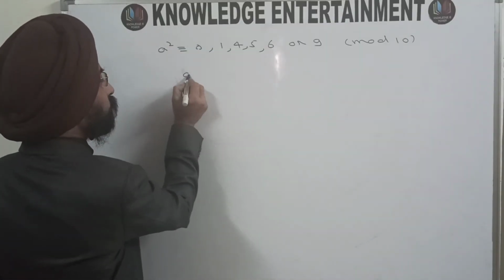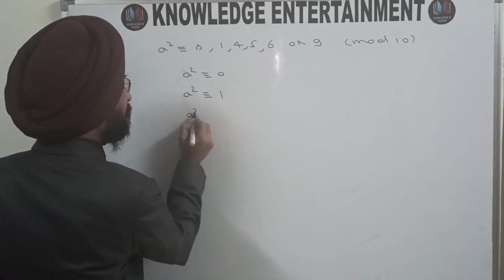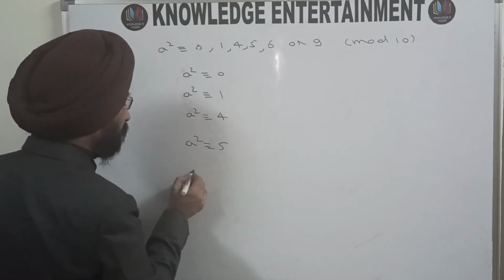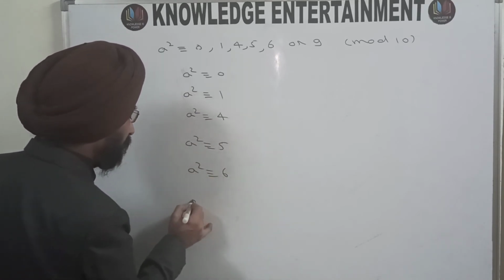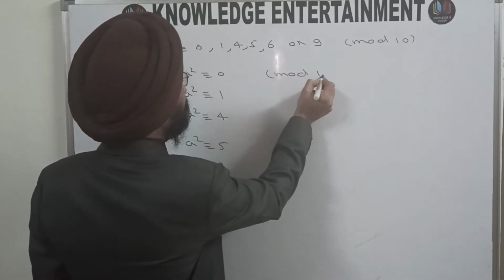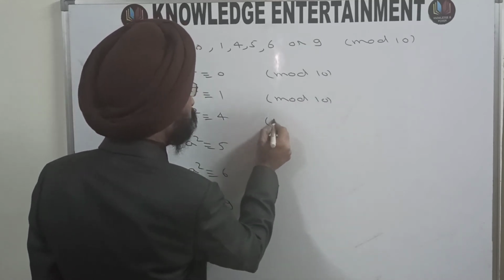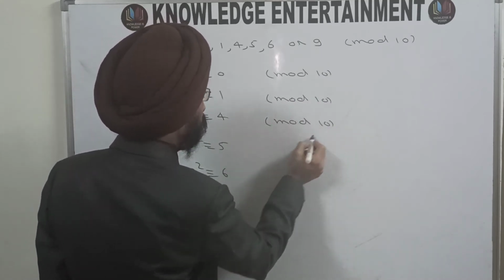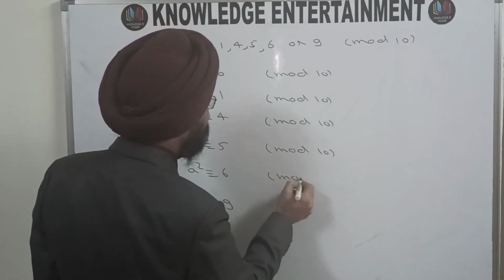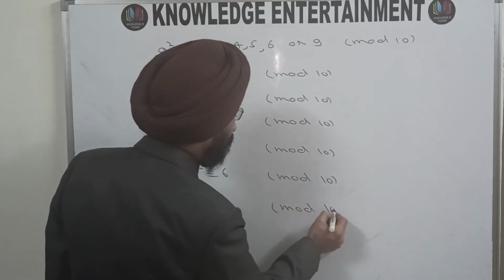Now you know that a square can be congruent to 0, a square can be congruent to 1, a square can be congruent to 4, a square can be congruent to 5, a square can be congruent to 6, a square can be congruent to 9 modulo 10. That means if you divide the square of a number by 10, your units place is either 0, 1, 4, 5, 6 or 9.